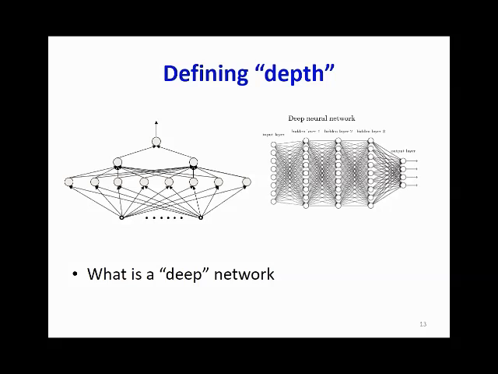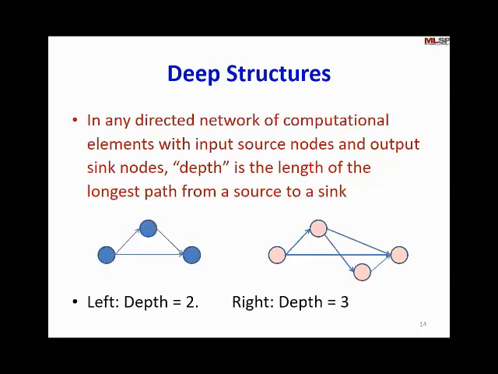So what is this term deep? What does it mean for a network to be deep? What is the formal notion of depth in this context? It turns out there's actually a very formal definition of depth. In any directed graph with sources from which all the edges go out and sinks into which all the edges go, the depth of the graph is simply the length of the path, the number of edges, on the longest path from source to sink.